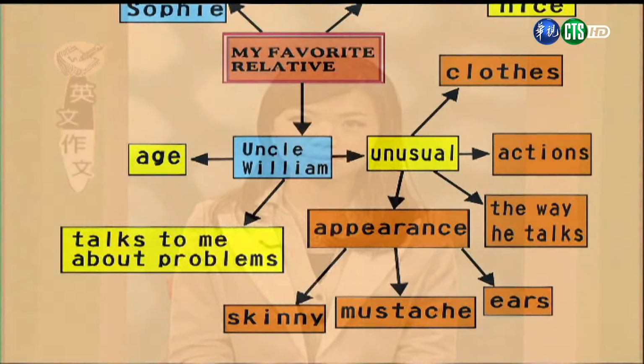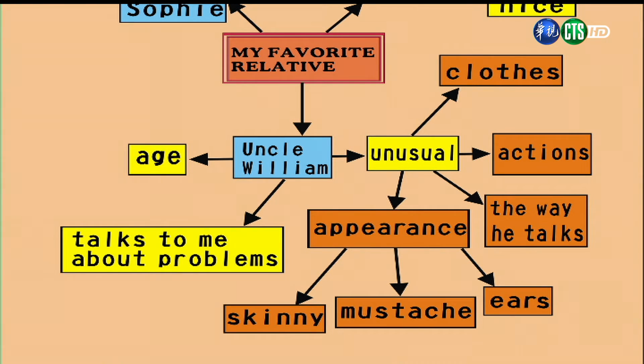All right, so now what we're going to do is we're going to look at an example of a brainstorming session, and we're going to find a focus from it by examining our brainstorm web about a favorite relative. All right, so now let's take a look back at our word web. And the first thing that we notice here is that the majority of the information in the brainstorm web is about Uncle William. And so this seems like it's the best choice for us to write about.